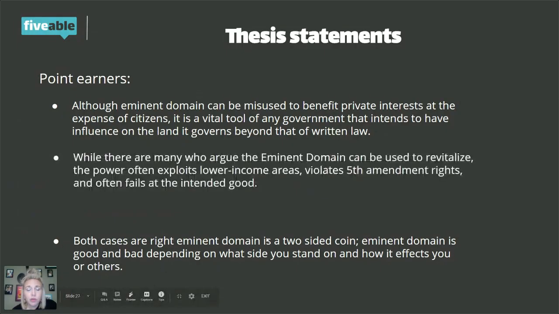Here is one that also got the point, and it's more of that 3-part idea. "So while there are many who argue the eminent domain can be used to revitalize, the power often exploits lower income areas, violates Fifth Amendment rights, and often fails at the intended good." So they've kind of outlined that roadmap of where they're going in their essay.